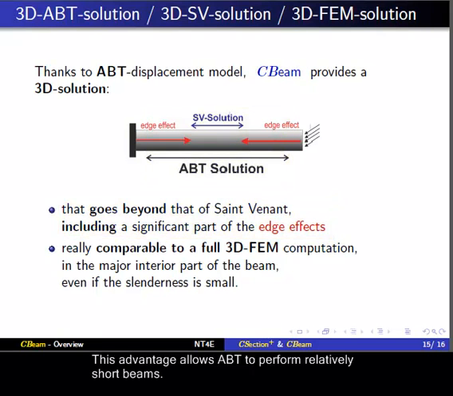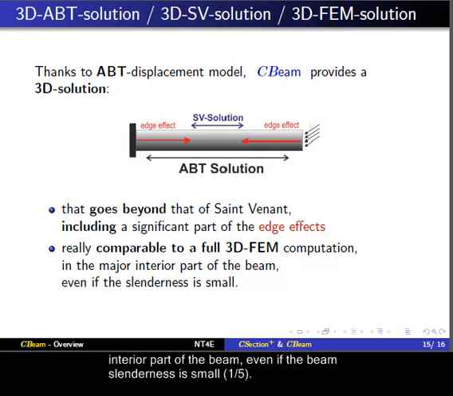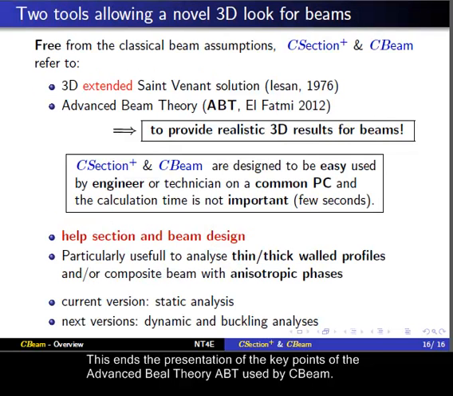This advantage allows ABT to handle relatively short beams. The 3D results provided by CBeam are quite comparable to those obtained by a full 3D FEM computation of the beam, and this in the major interior part of the beam, even if the beam slenderness is small. This ends the presentation of the key points of the advanced beam theory ABT used by CBeam.